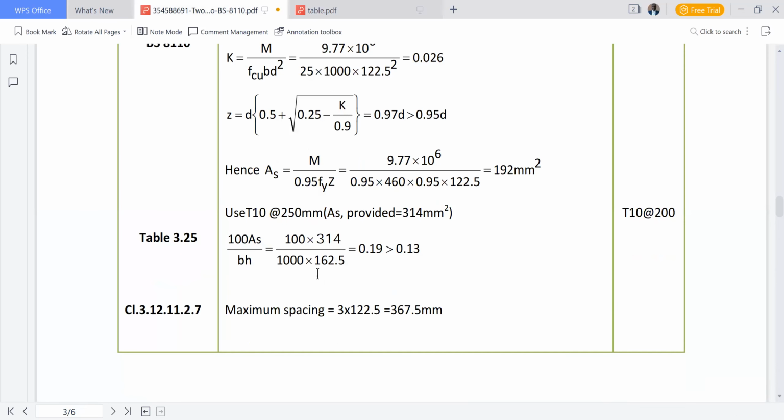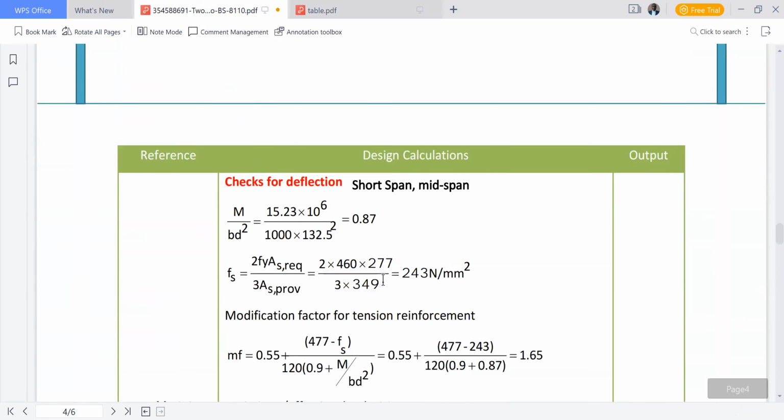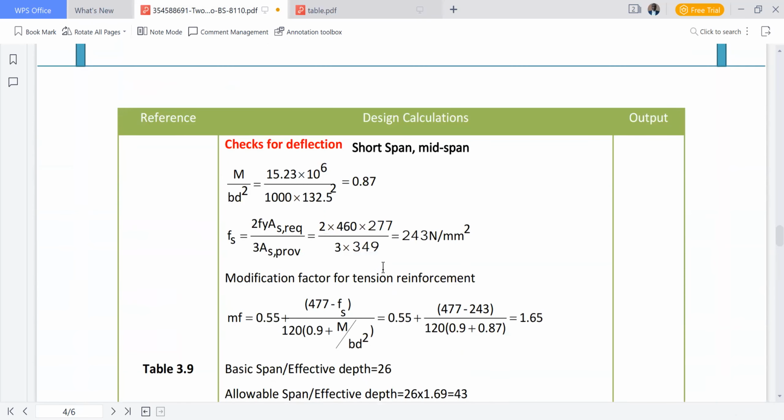Then now we have to test the minimum area criteria. It has been passed because 0.19% against 0.13%. Maximum spacing criteria passed. Then we go to check for deflection. Now for deflection, we only check for mid spans of the short span and mid spans of the long span. Now I want you to understand two things.